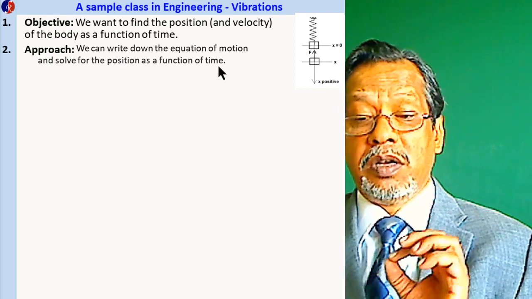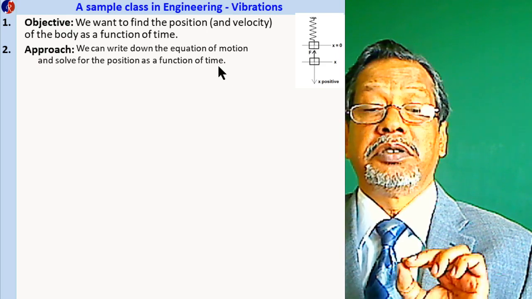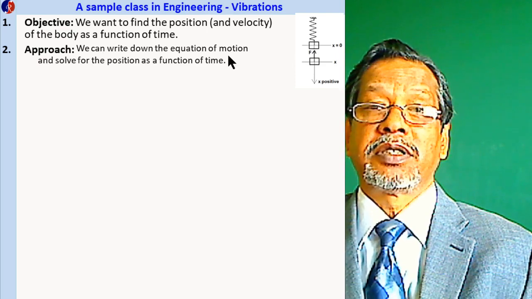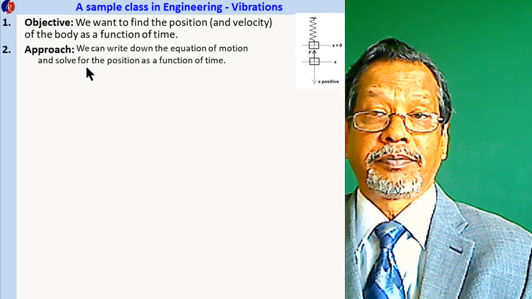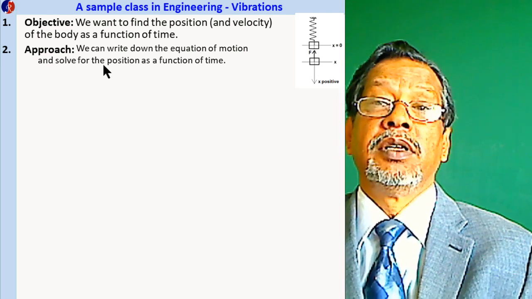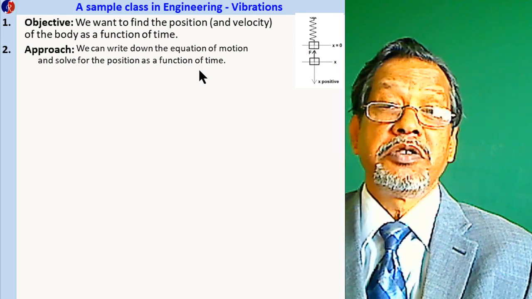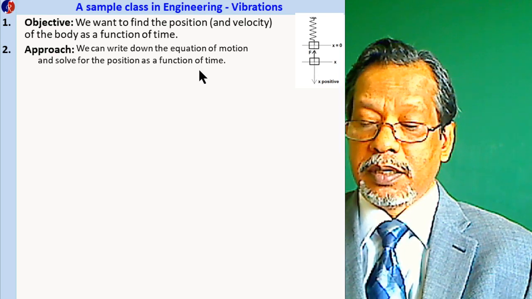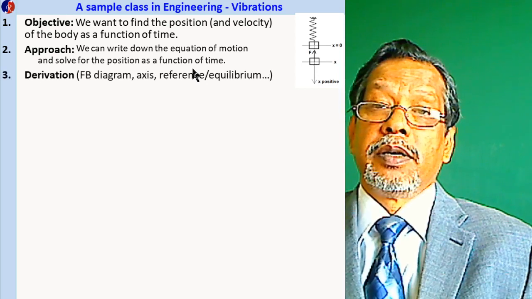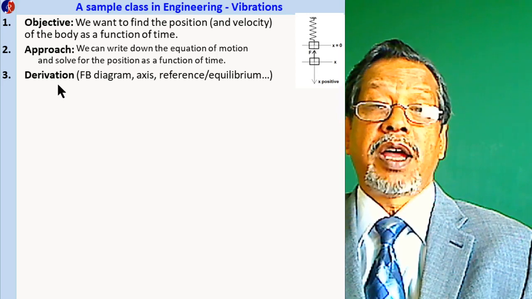This is a standard approach. They should know that it's a dynamics problem. We have to write down the equations of motion and solve it. There may be more than one equation, so solve them for position as a function of time. That's usually the main approach to solving dynamics problems. Derive. We have to derive that.